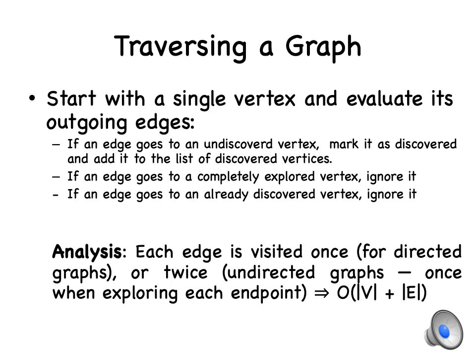Now, going deeper into the traversing of a graph, the process is like this. It starts with a single vertex and evaluates its outgoing edges. If the edge goes to an undiscovered vertex, mark it as discovered and add it to the list of discovered vertices. If an edge goes to a completely explored vertex, just ignore it. You don't have to go and traverse it once again, since its transitions have already been completed. If an edge goes to an already discovered vertex, that also has to be ignored.